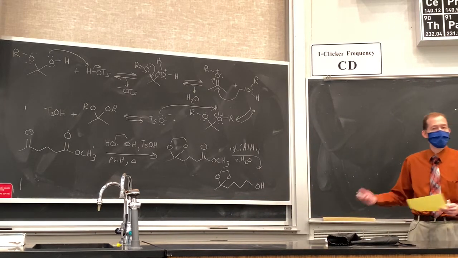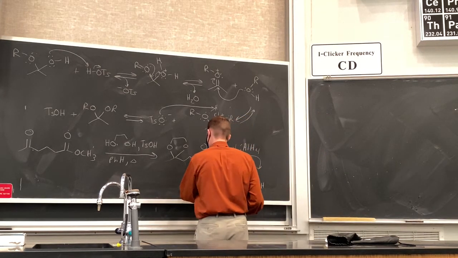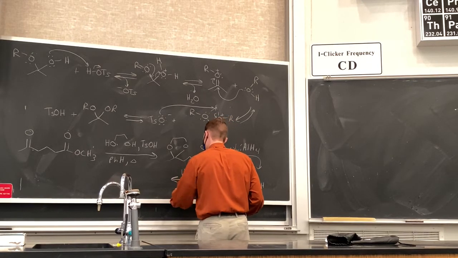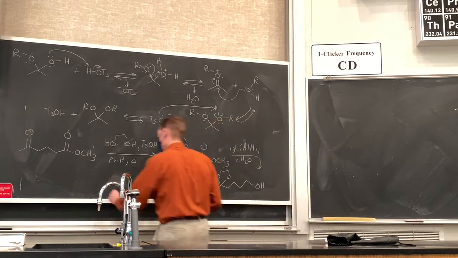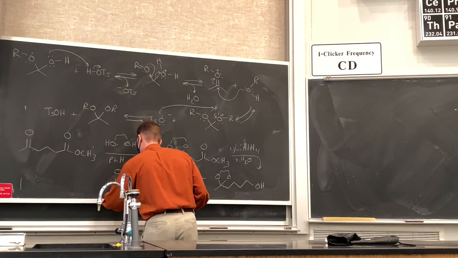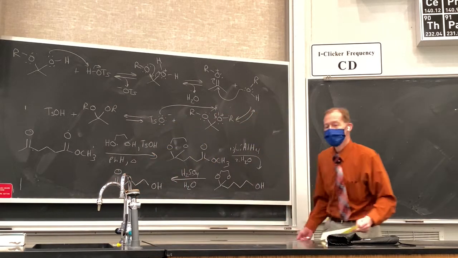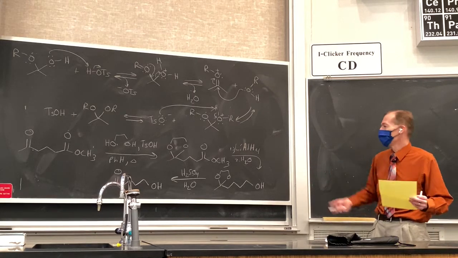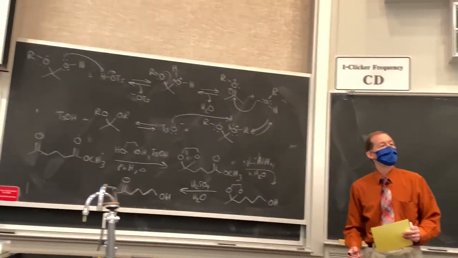And so now that we've accomplished our reduction, we need to do our deprotection. As you see on the screen, we just add sulfuric acid and water, and that's going to remove the acetal, giving us our desired product. Okay, so we couldn't go from the starting material to the product in one step, but using a protecting group, we're able to accomplish this transformation. Any questions?